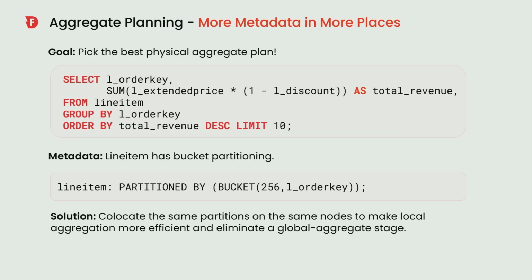The same trick works for aggregations. I don't want to go into too much detail here, but basically what we can do is that if we see, for example, that there's bucket partitioning on our group by key, we can skip a pre-aggregation step, eliminate a shuffle, and just do a local merge aggregate over the buckets that a certain node in the cluster is responsible for.